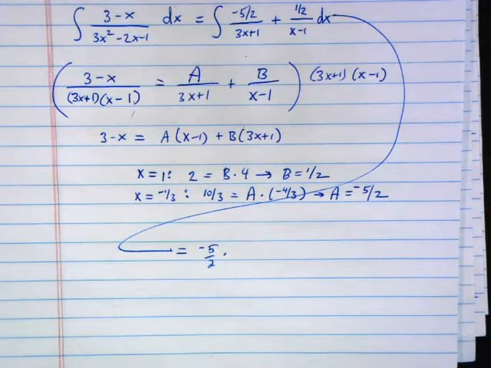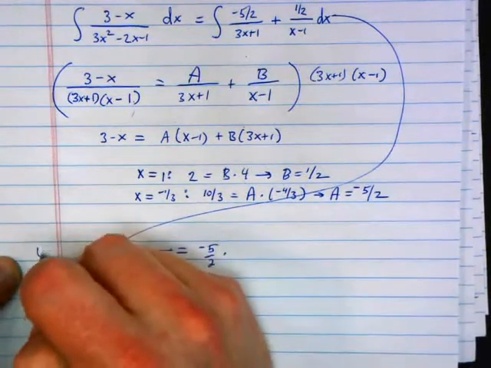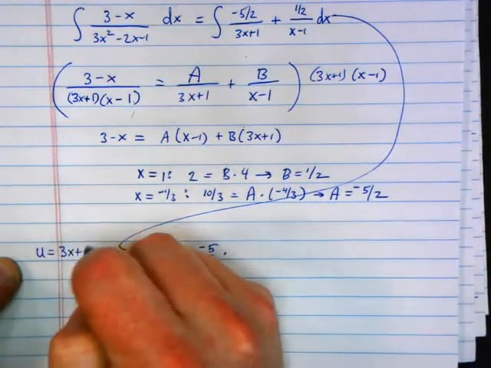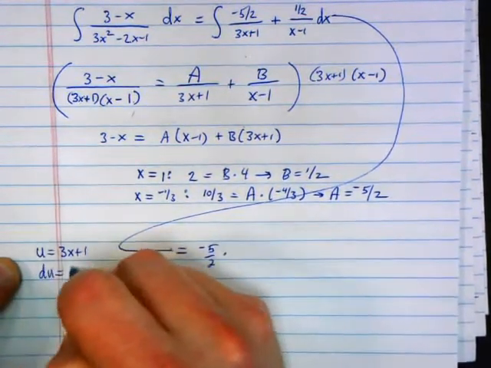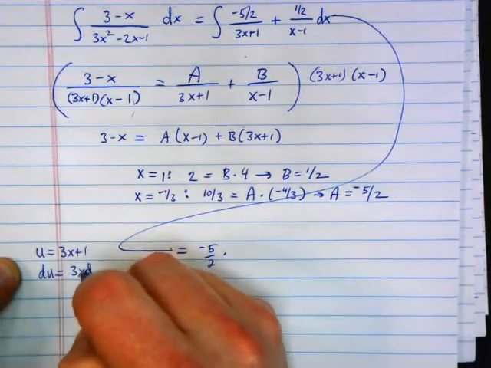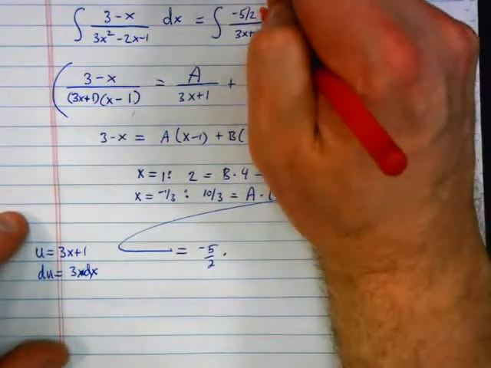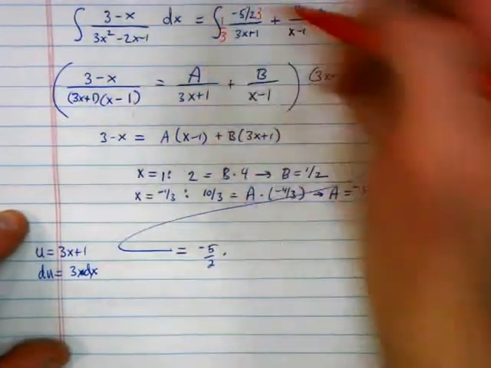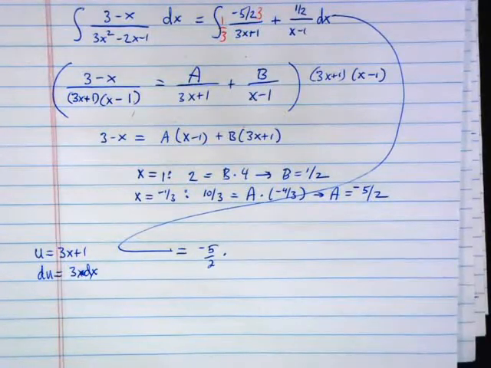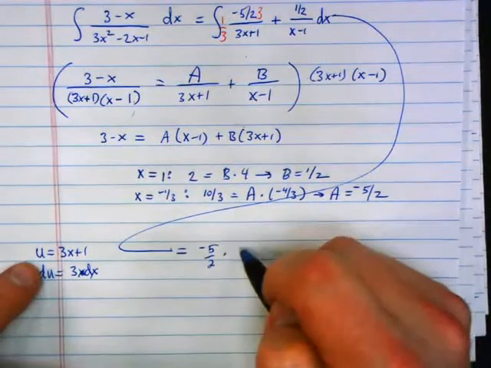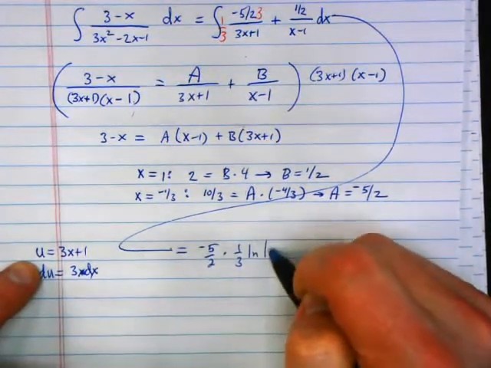Not times 3. Over 3. Why over 3? Yeah, it's really a u substitution problem. You'd really have to let u be 3x plus 1, so du is 3 dx. So it's one of those deals where you'd have to slip a 3 in here, which means you'd have to slip in a 1/3 to balance it out. So you're going to get a 1/3 ln 3x plus 1.